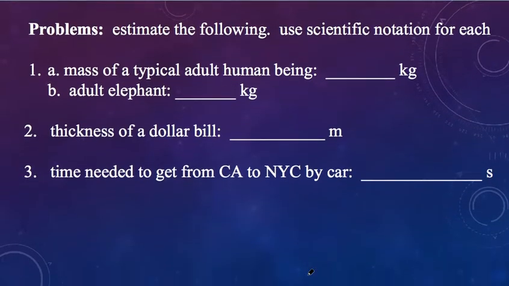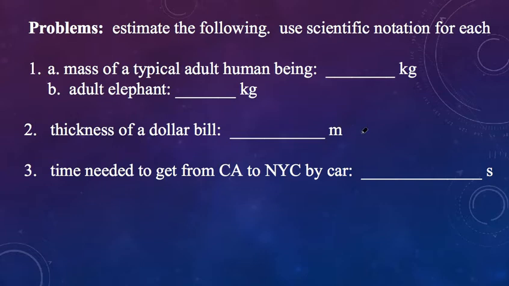So when we're trying to solve problems with this, all we're looking for is whether we get an answer within the same power of 10. The mass of a typical adult human being is roughly 150 to 250 pounds. If I divide that by 2.2, we get something close to 100 kilograms, or 10 to the second.